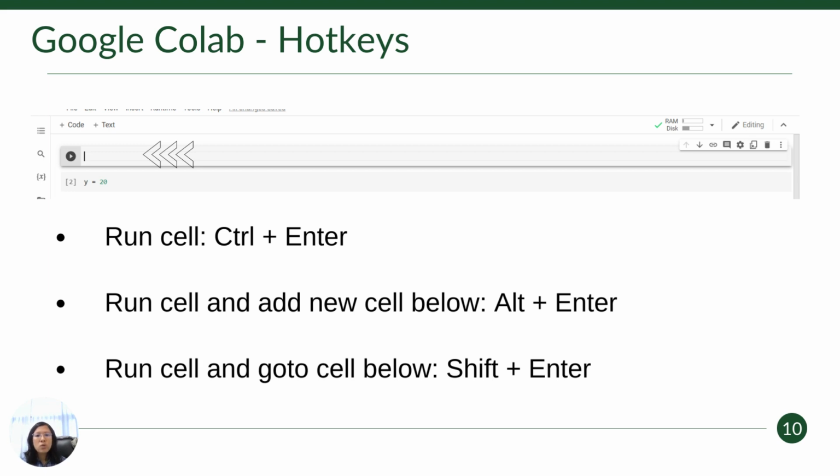So let's say now I want to run and then create a new cell below. You just press Alt and Enter. It will run and then insert a new cell. But let's say I don't want to insert a new cell, I just want to run it. Then you just press Shift plus Enter. This is how you run. It's very easy.